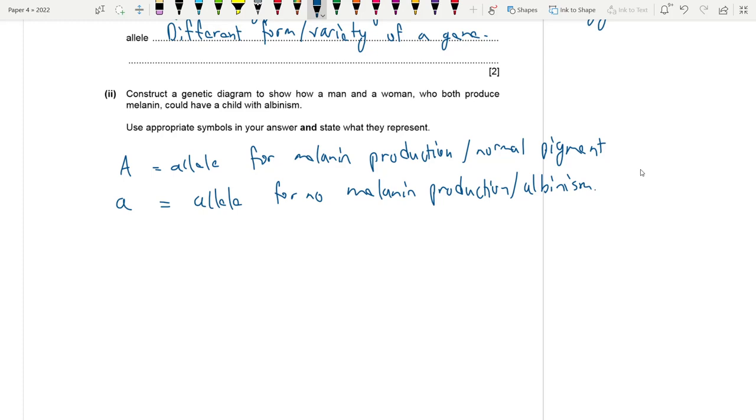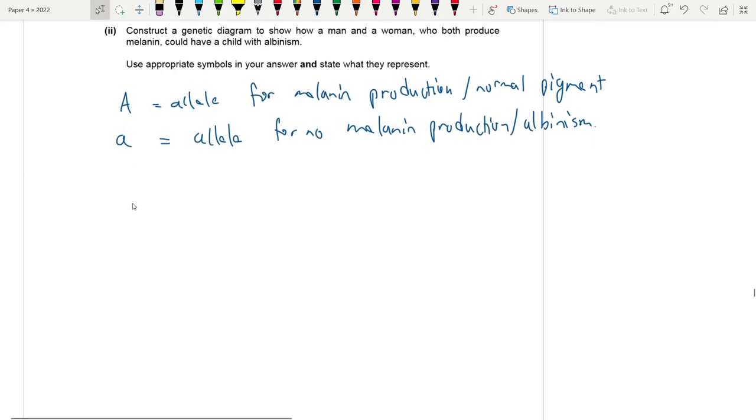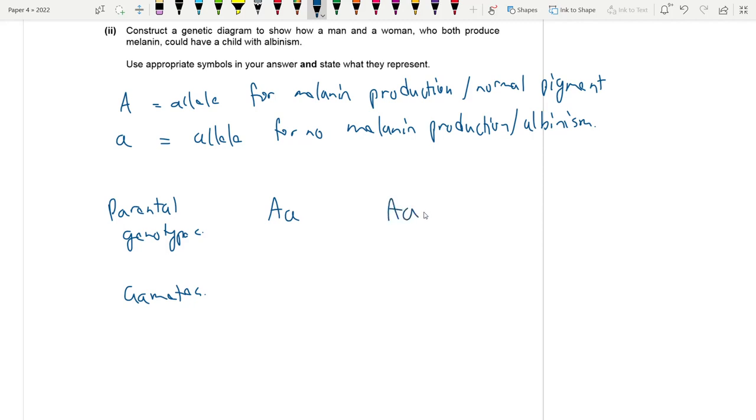Okay, so now we mention the parental genotypes. So parental genotypes followed by gametes. So the parental genotypes are capital A, small a, capital A, small a, and the gametes are going to be capital A. You need to circle the gametes, okay? Remember that gametes should be circled.